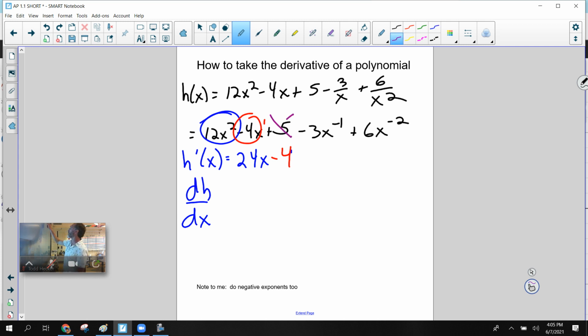All right, let's see. This guy just goes away. The derivative of 5 is 0. The derivative of a constant number is 0. Derivative of a constant is 0. Derivative of a constant is 0.